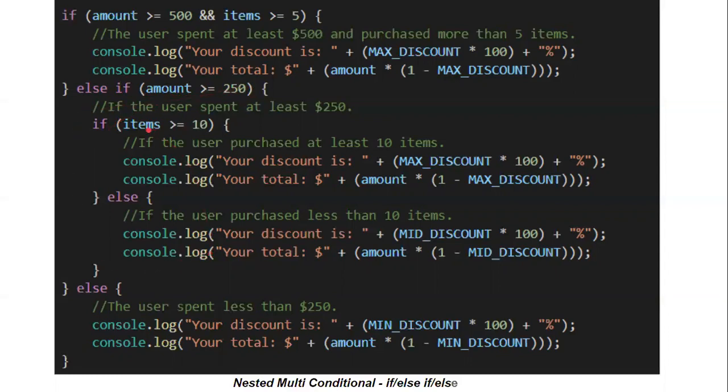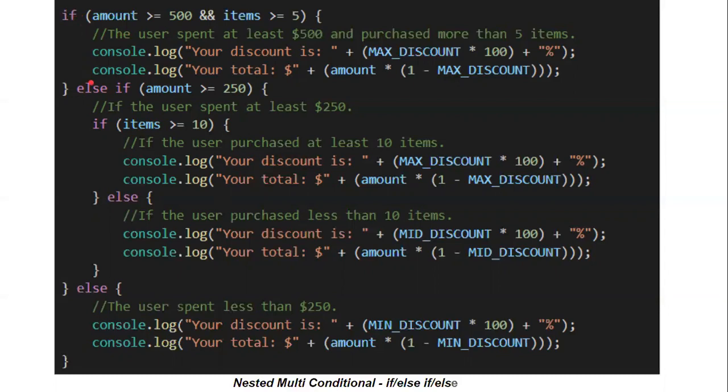And then we check again. Are the items greater than 10? If the user purchased at least 10 items, then we give him a special discount. Otherwise, he purchased less and we give him the middle discount. Otherwise, now we have to go back out of that nested if statement. It's not, user did not spend $500 and 5 items.